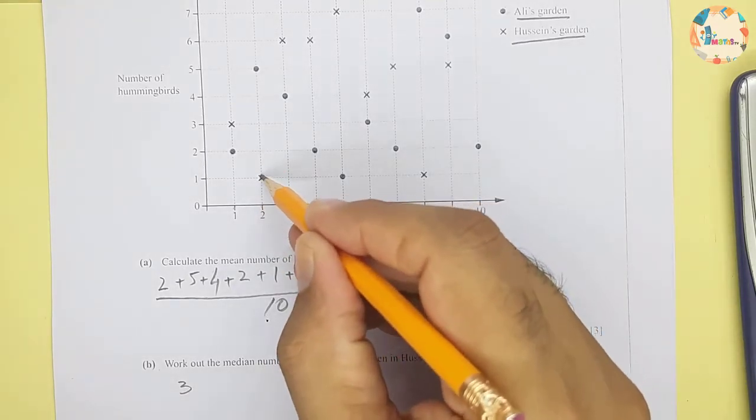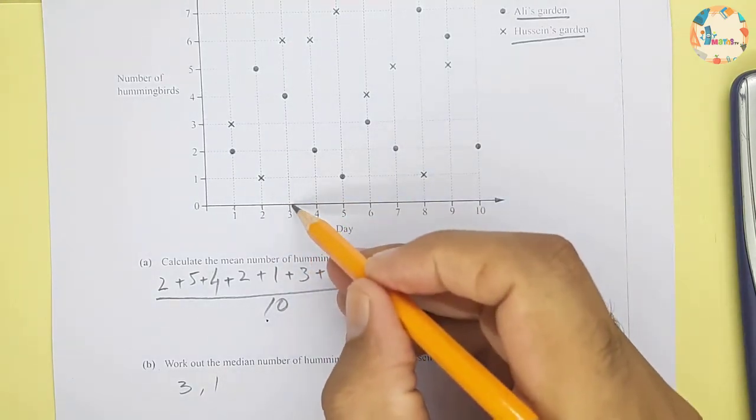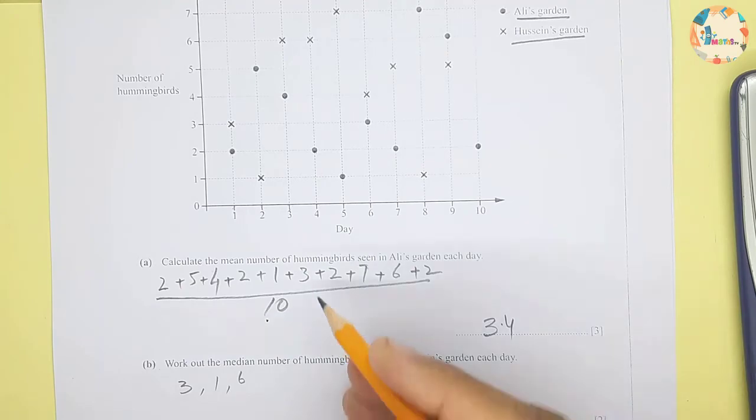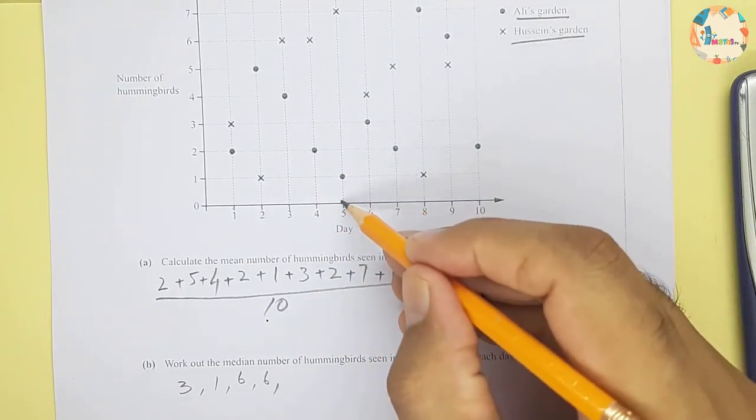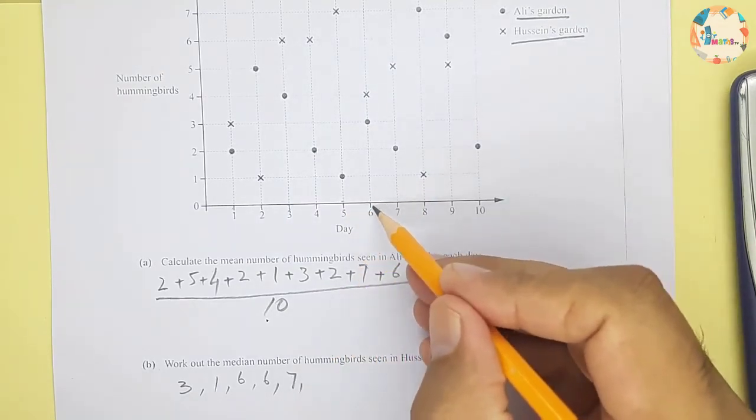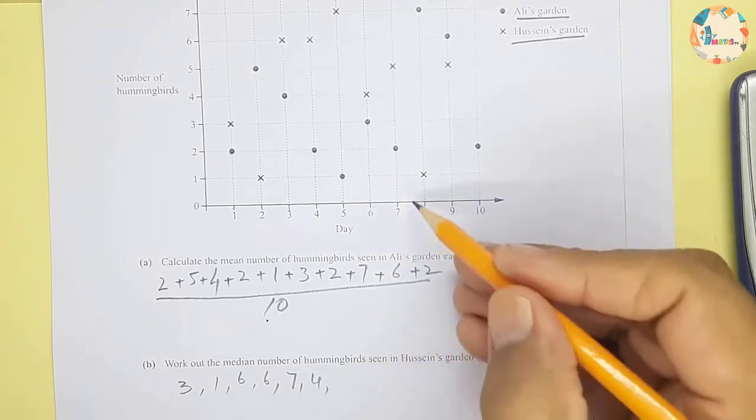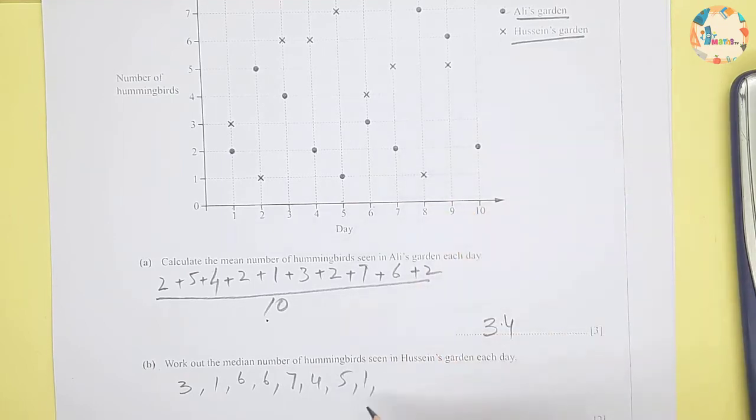And the second value, now we are checking the cross, is 1, the third value is 6, and the fourth value is also 6. Then the fifth value is 7. The sixth value is 4, the seventh value is 5, the eighth value is 1, the ninth value is 5, and the 10th value is basically 8. Now we have to arrange them.